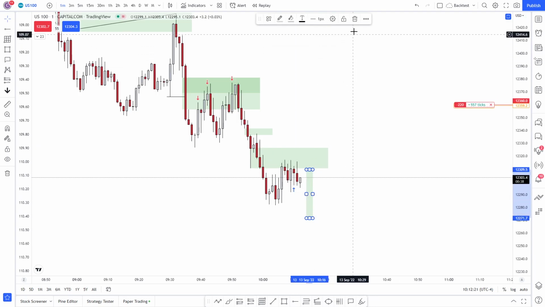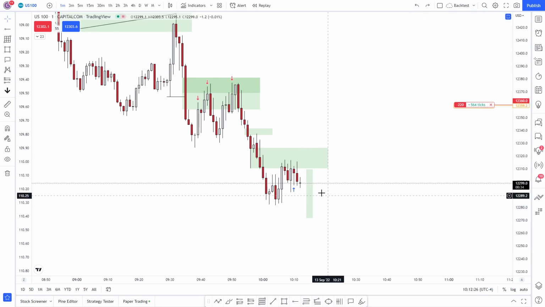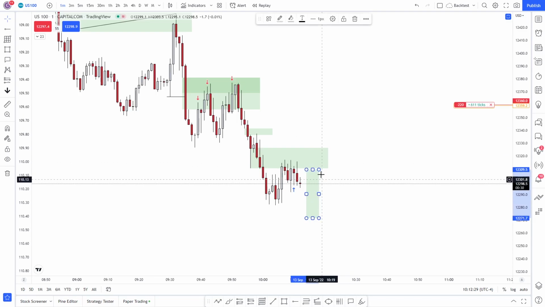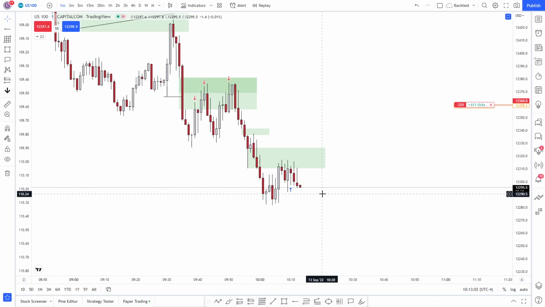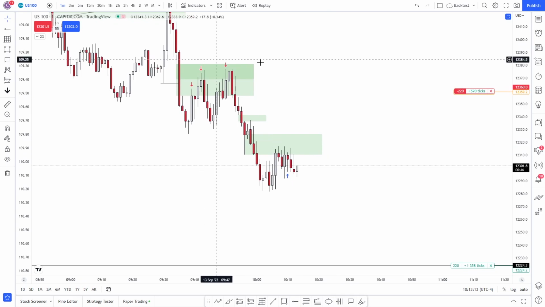So yeah, 10:14 to 10:18. Oh look, you could look for an entry if the model presents itself. If it doesn't, then no entry. So yeah. Okay, so these closures are good.